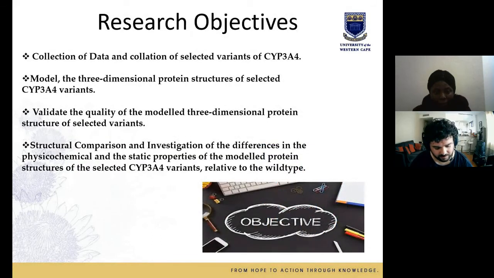The research objective involved the collection of data and collation of the selected variant sequences of CYP3A4, modeling of the three-dimensional protein structure of selected CYP3A4, validation of the quality of the modeled three-dimensional protein structures, and structural comparison of the differences in the physiochemical and static properties of the modeled protein structures of the selected variants.